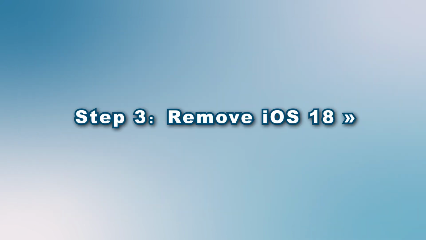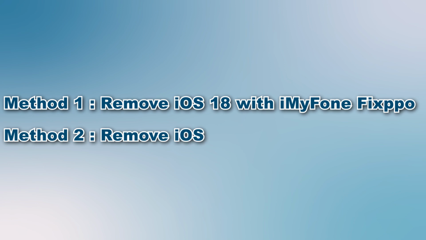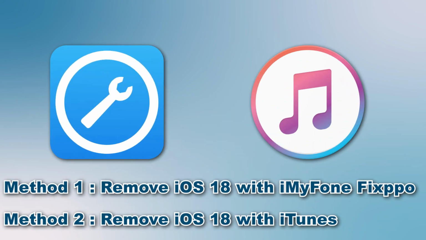Step 3. Remove iOS 18 with iMyFone Fixppo or iTunes. If you want to downgrade iOS easily with one click, this iOS downgrade tool, iMyFone Fixppo, is the one you can't miss. If you want to downgrade with iTunes, it may have to go through a lot of errors. For your convenience, I will first demonstrate how to remove iOS 18 with iMyFone Fixppo.